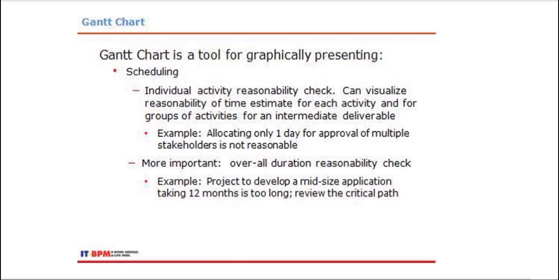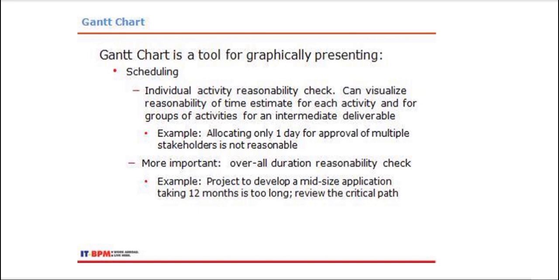Scheduling is important to check the reasonability of an individual activity. This means that you can visualize the reasonability of the time estimate for each activity and for groups of activities for an intermediate deliverable. For example, allocating only 1 day for approval of multiple stakeholders is not reasonable because each stakeholder may have different schedules and may not be available immediately, and they need enough time to carefully read and analyze and provide meaningful feedback, and rushing the process can lead to mistakes or overlook some important details.